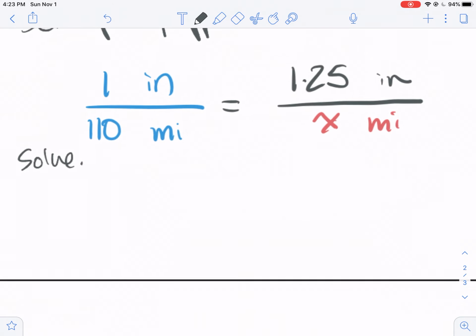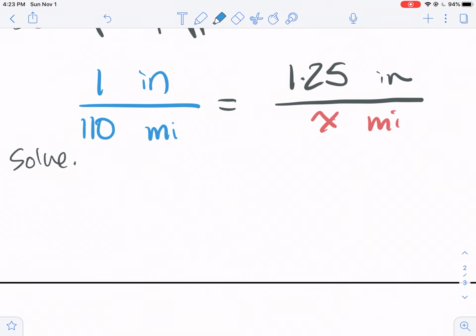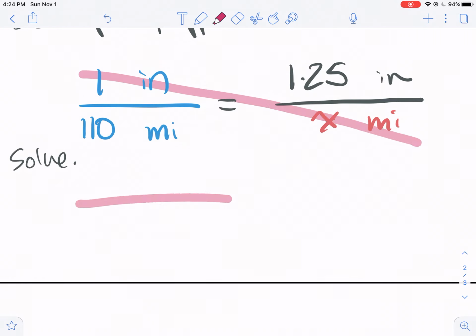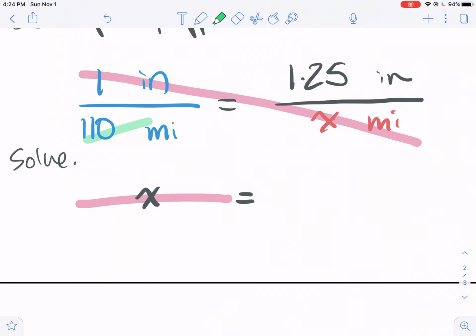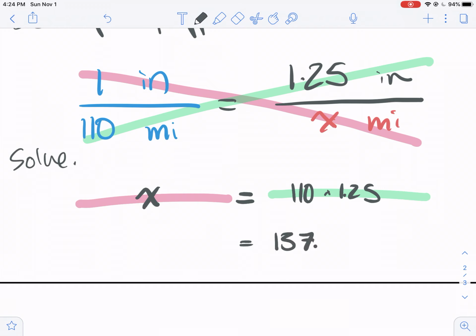We solve proportions by using a cross product, or rather by finding the cross product. So we'll do 1 times x. Oh, that's going to be so nice. I love 1 times x. That's literally x. Equals 110 times 1.25. Whatever that turns out to be. So 110 times 1.25, and that is equal to 137.5 miles.